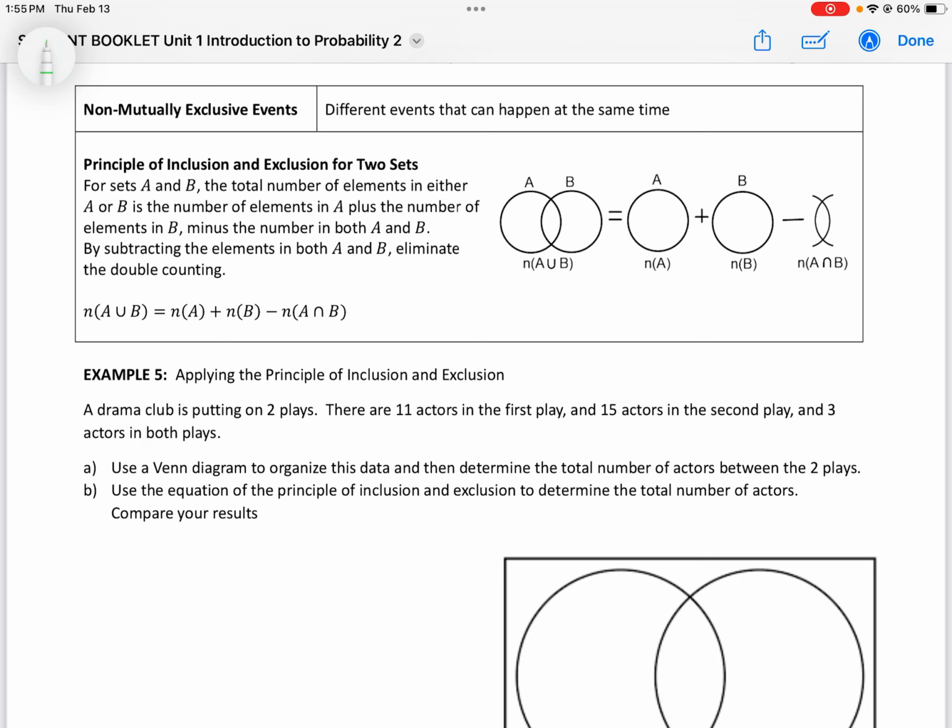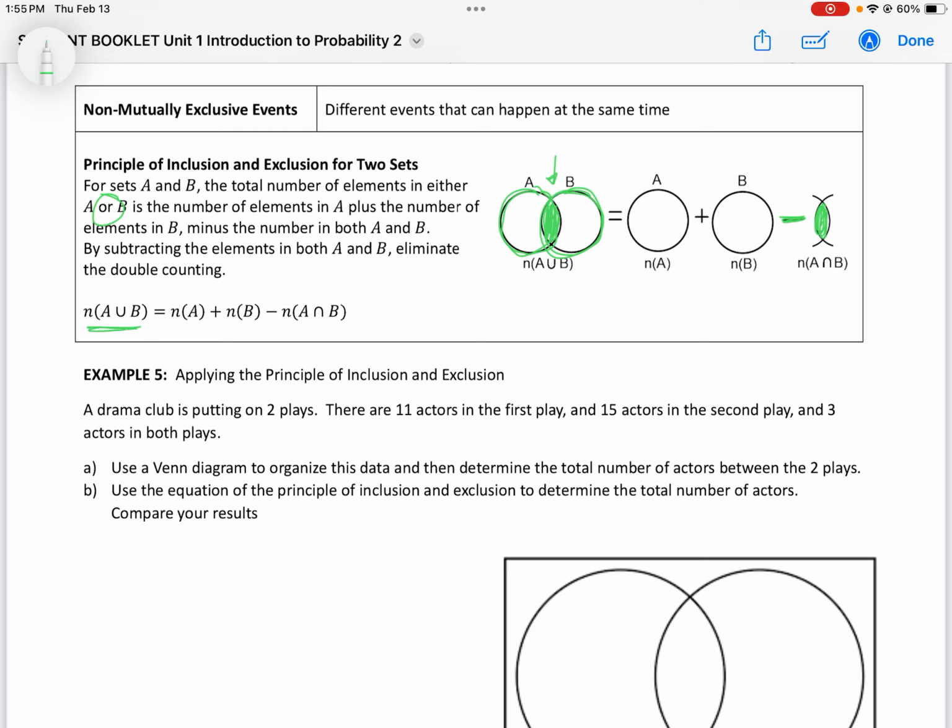Okay, we already kind of walked through this in an informal way, where for sets A and B, the total number in either A or B, and remember that's where we add up everything as long as you fall into one, is the number in A plus the number in B. Here's the issue. When we did A, we counted in here. When we did B, we counted in here. So we double counted that middle. What ends up happening now is that we have to subtract just that middle portion one time to get rid of the double counting. So this is formally called the principle of inclusion and exclusion for 2 sets.